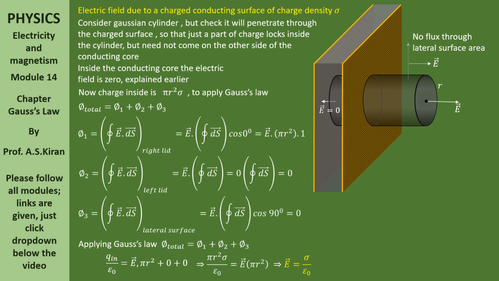So, briefing the topic: adjacent to a plane sheet, the electric field is sigma by 2 epsilon naught. With respect to a surface, adjacent to a surface of charge density sigma, the electric field is sigma by epsilon naught. Hope you understood well.